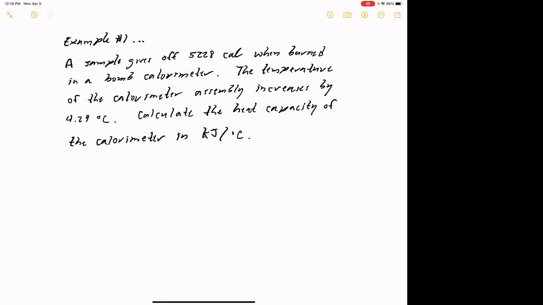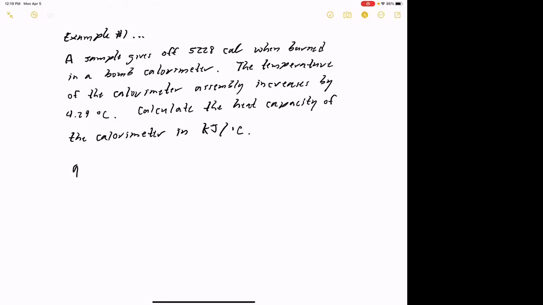So this is just how we're going to do it. First thing I have to recognize is that I've got my equation. I know that the Q of the calorimeter, so now the calorimeter is my focus. I can think of the calorimeter as kind of like my system because it's really what I'm focusing on here, is going to equal big C calorimeter times my delta T. That's the equation I just gave you above.